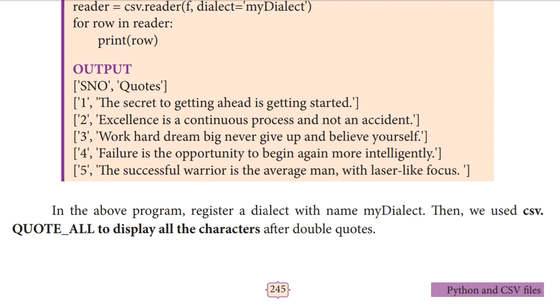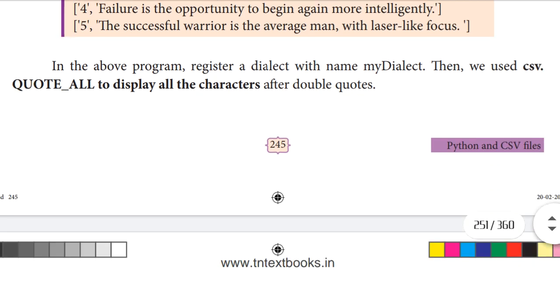In the above program, we register a dialog with the name my dialog. So here they used the word my dialog to register the dialog. Then we used csv.QUOTE_ALL. Why did they use it? To display all the characters after the double quotes. They used this function, csv.QUOTE_ALL, to display all the characters within the double quotation marks.